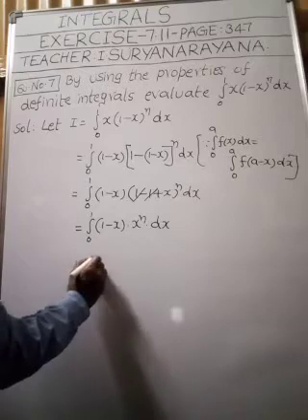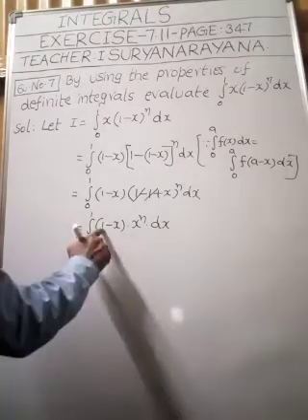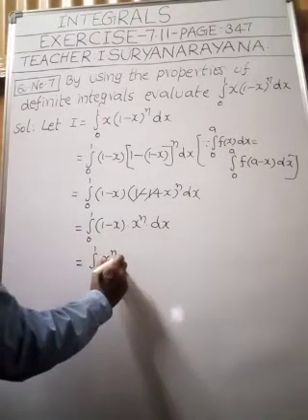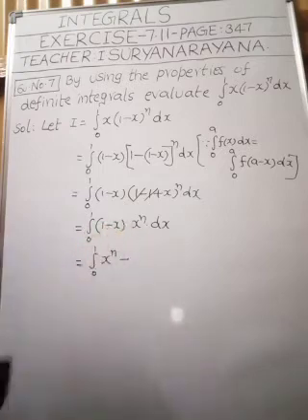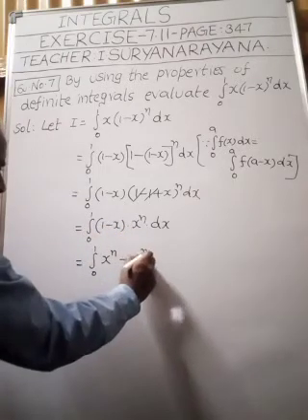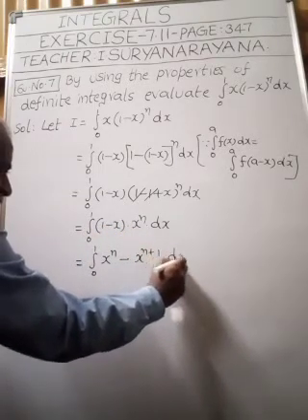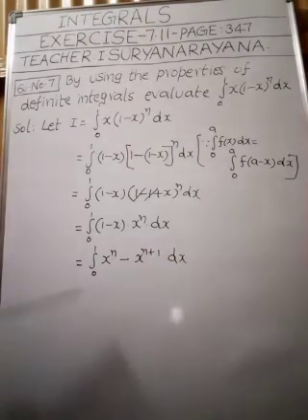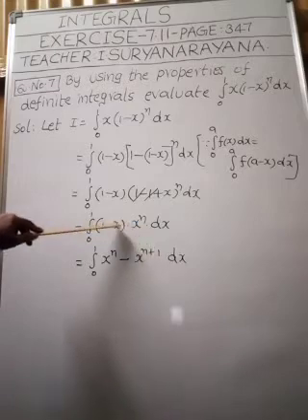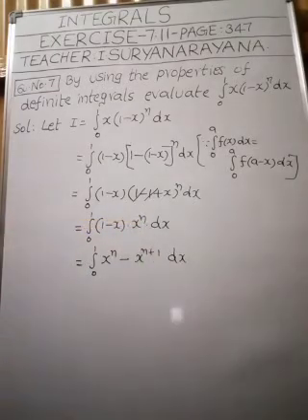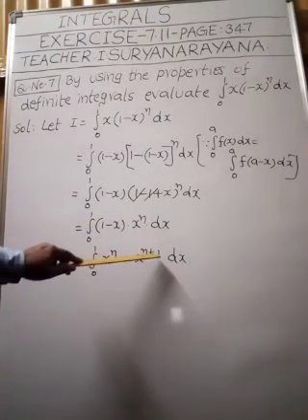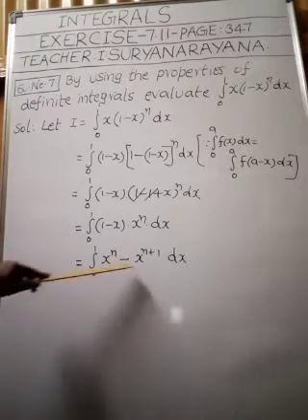That is equal to integral 0 to 1 of 1 into x power n, what you get? x power n, minus x into x power n, what you get? x power n plus 1 dx. Understood this step, my children? By using the laws of exponents, we added powers of x. Then we got n plus 1. Understood this step, my children?